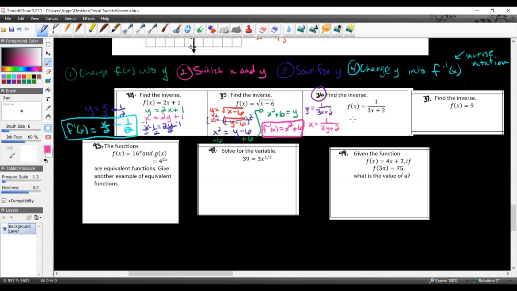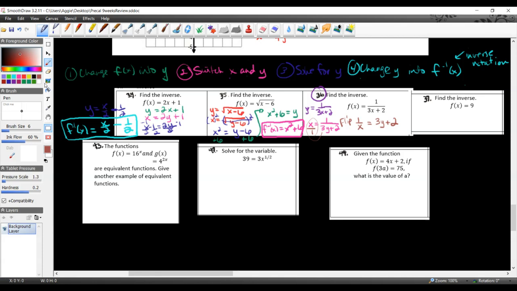Now this looks kind of weird. So what I'm going to do is I'm going to fix it because it just looks really weird to me. So I'm going to put this over 1 and I'm going to flip everything. So right here, I'm going to flip everything because I want the y on top. So if I flip everything, this gets flipped. So now it's 1 over x equals 3y plus 2. Okay? And we're almost done.